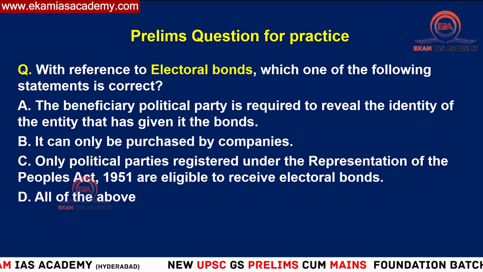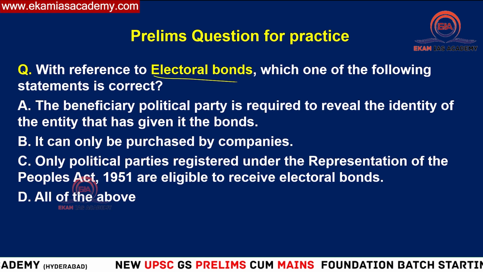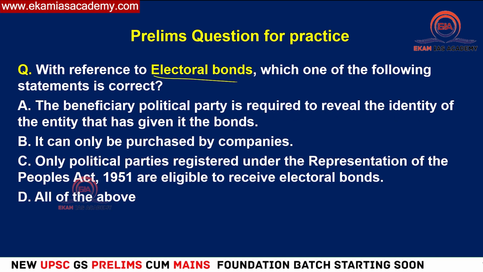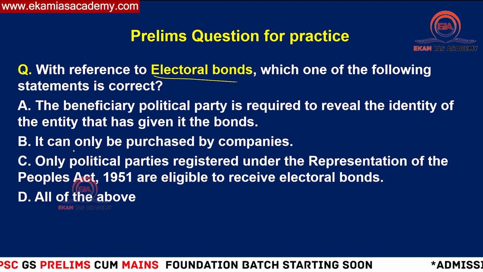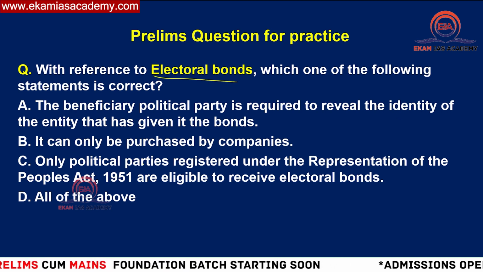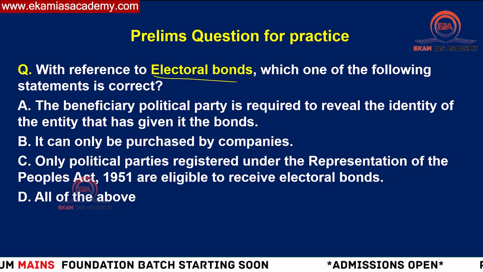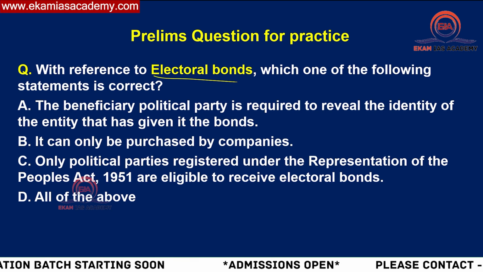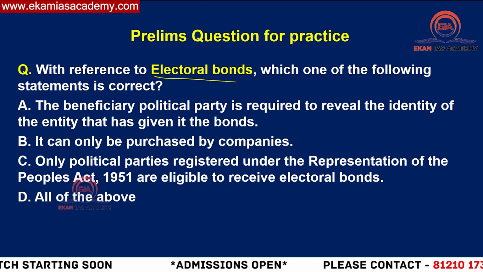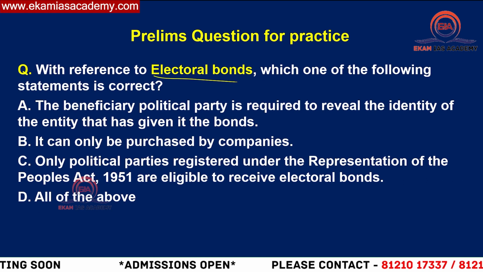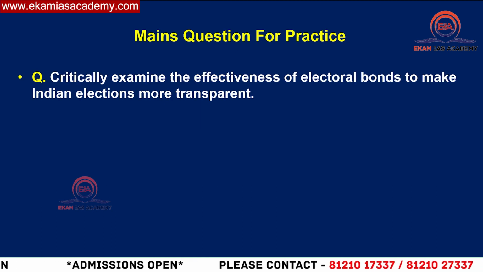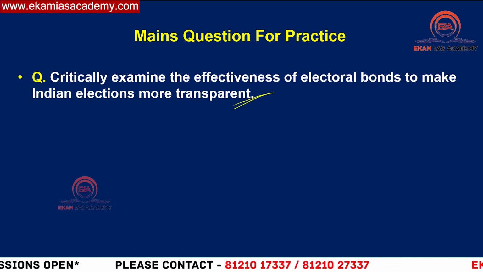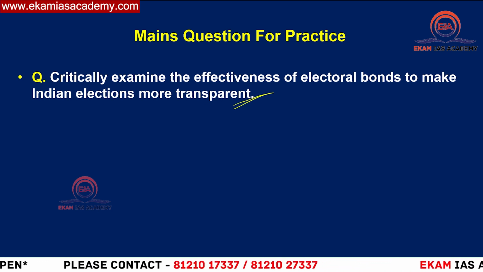Then, time for a practice question. With reference to electoral bonds, which of the following statements is correct? A, the beneficiary political party is required to reveal the identity of the entity that has given the bonds. B, it can only be purchased by companies. C, only political parties registered under Representation of People's Act 1951 are eligible to receive electoral bonds. D, all the above. So among the given options, choose which is correct with respect to electoral bonds and answer in the comment section. Then a mains question for practice: critically examine the effectiveness of electoral bonds in making Indian elections more transparent. Okay, so this is the mains question given for practice.